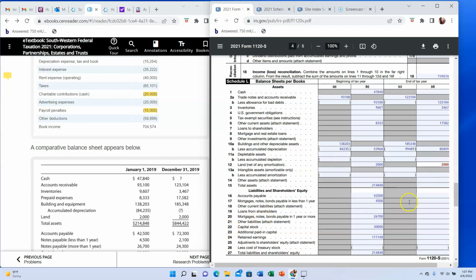And they told us that the total was 844,422. They didn't tell us what cash was, but now I can back into it, right? I can do the 844,422 minus 2,000 minus 85,859 minus 17,582 minus 34,667 minus 123,104. So my cash is 612,410. I have a lot of cash.